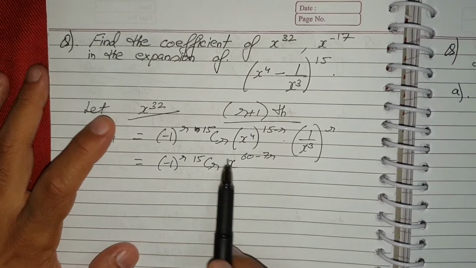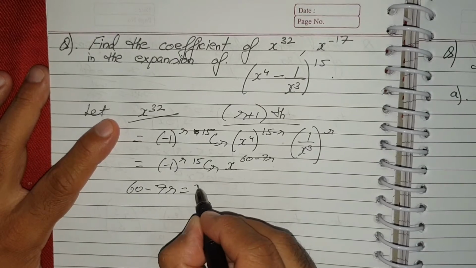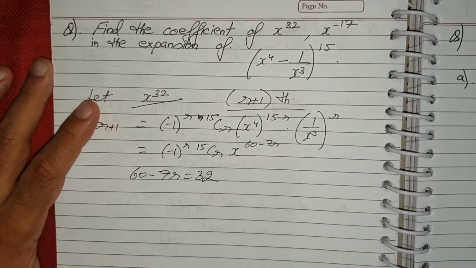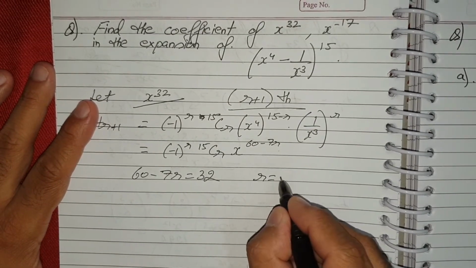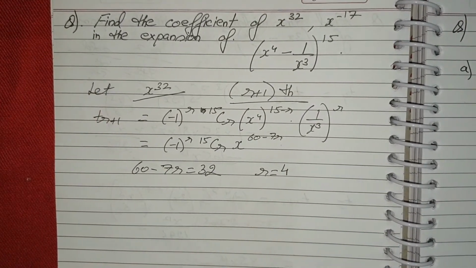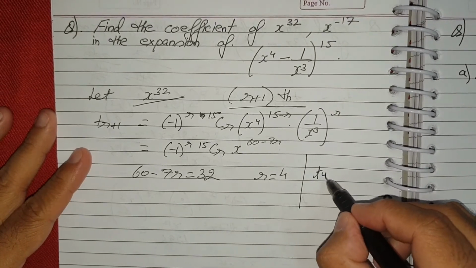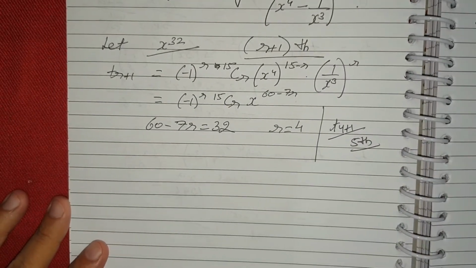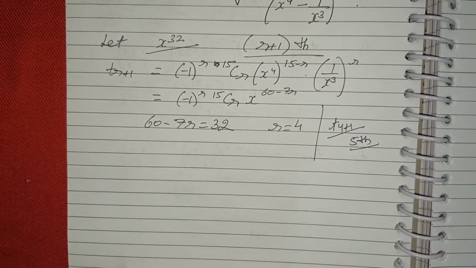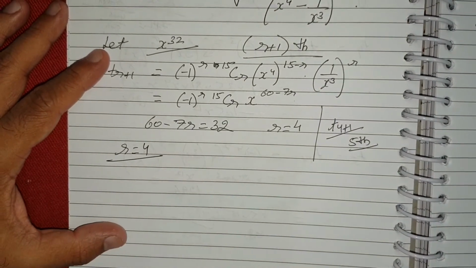So what we will do is equate the power of x. We write 60 minus 7 r equals 32. On solving, we get r equals 4. Putting r equals 4 means T 4 plus 1, that is the 5th term. Now putting r equals 4, because we have to find the coefficient.